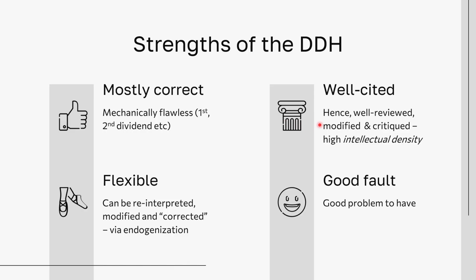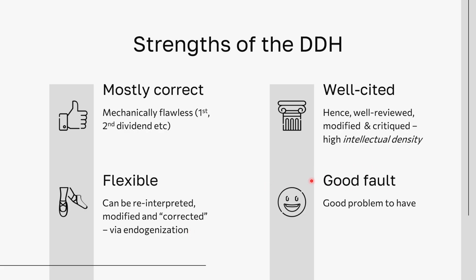The second strength of the dividend hypothesis is its intellectual density. This is a very well-cited body of work, and hence it's very well reviewed. A lot of critiques, a lot of modifications, variations. That leads to the third advantage, which is that it's flexible. This is a model that can be reinterpreted. It can be modified, it can be adjusted, it can be corrected. And the main method, of course, is through endogenization, right? The recognition of labor as the primordial factor of production for all the macro sectors in your production function.